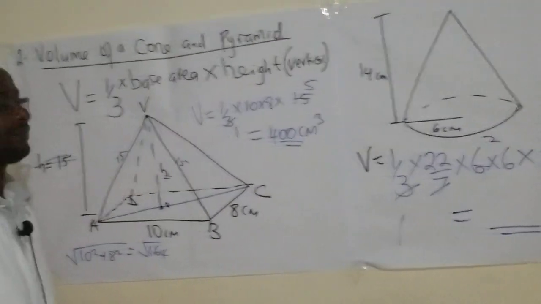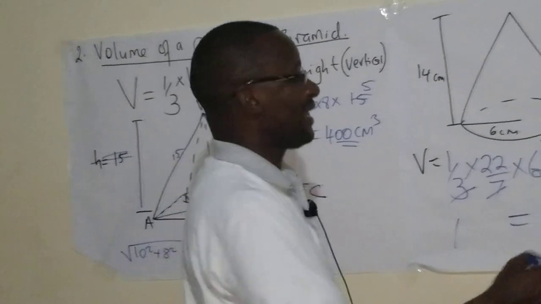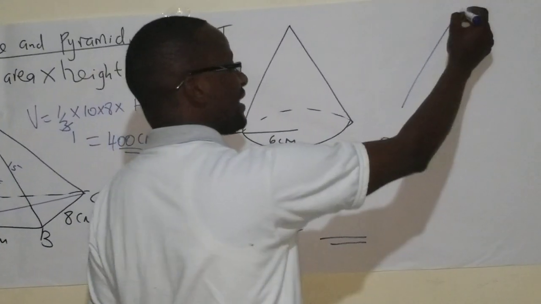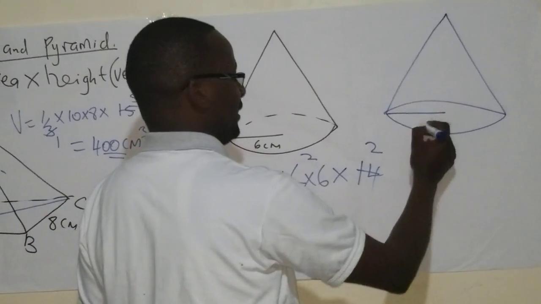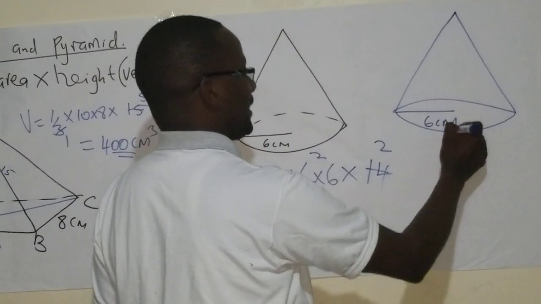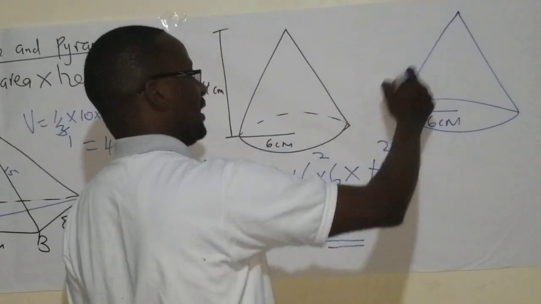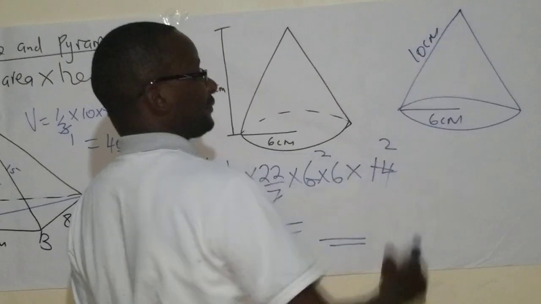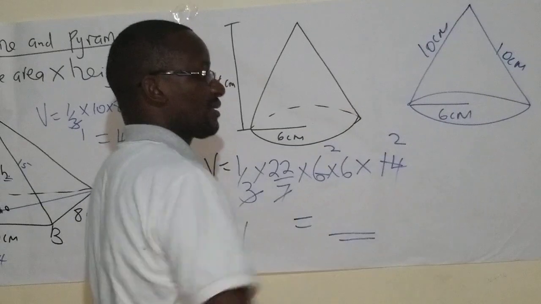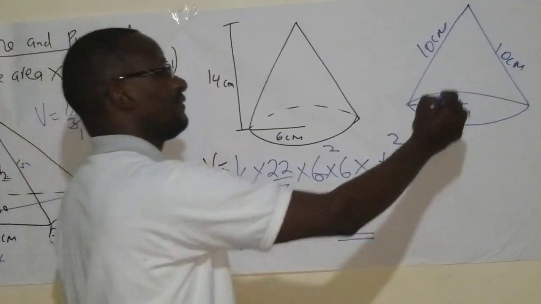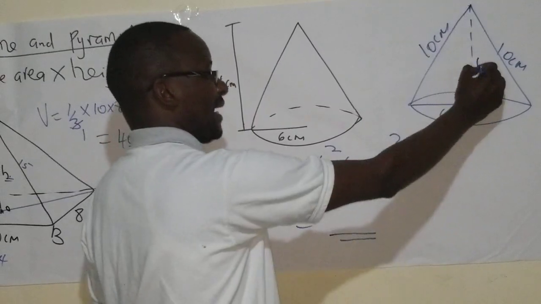So again, if in our case we are given another question whereby you are not given the height of the cone, but you are given, let's give this still 6 centimeters, but let us give our slant edge here as 10. You are not given the height. So you cannot use this to get the volume. You must get this vertical height. And you're going to use Pythagoras theorem so that you get this height.